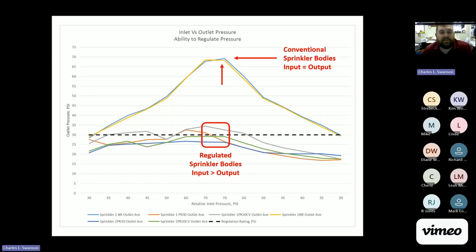So with a regulated body, the input pressure is always going to be greater than the output pressure. And we can see that in this graph, for example, as we went from 30 to 70 PSI in testing, the one manufacturer got no more than 35 PSI from when we started at 30 PSI, versus a conventional sprinkler. As we increase from 30 to 70, the pressure truly does increase from 30 to 70.